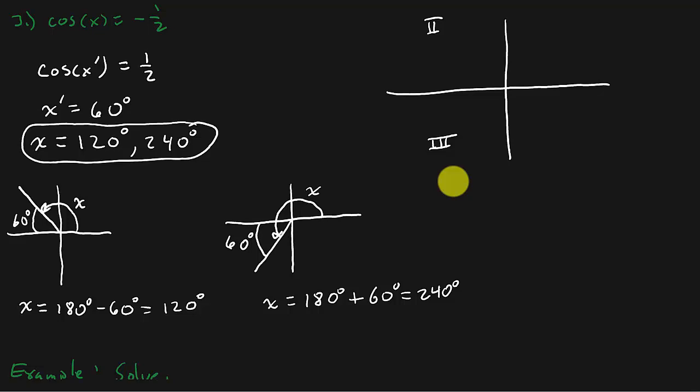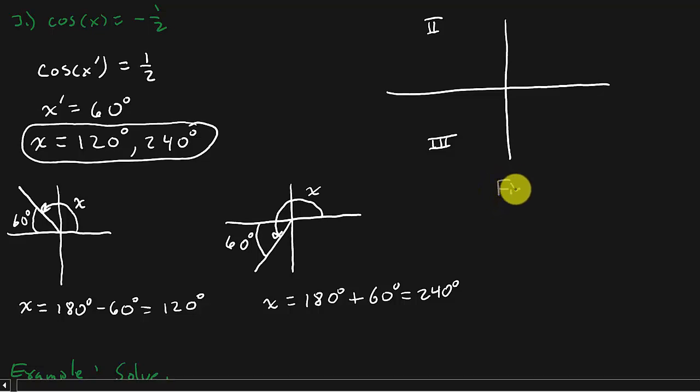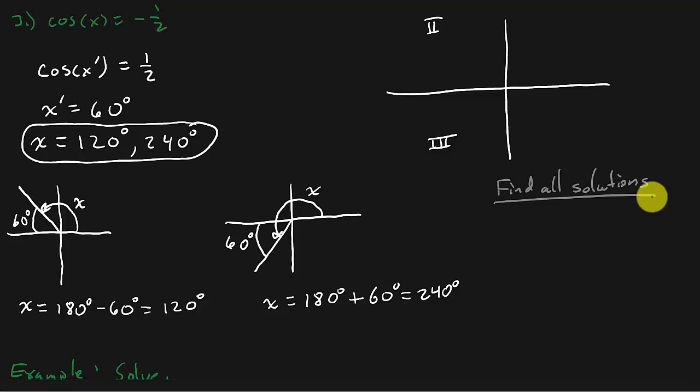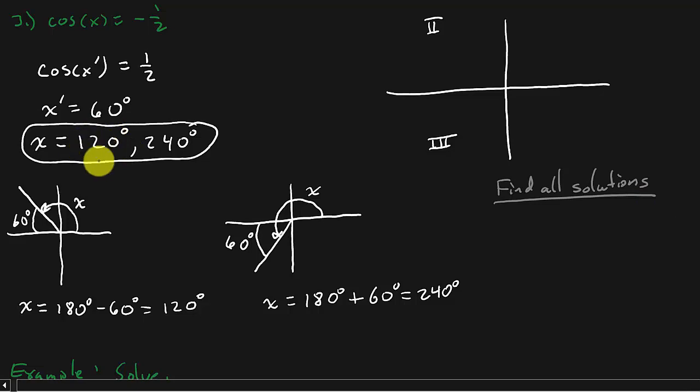Now, some of these problems will say find all solutions. So how would we do that? Well, do you see the way that we worked all of these? That's what you do first. You find your angles just like we've been doing. And then to list all solutions, you take the angle 120 plus 360k, 240 plus 360k.